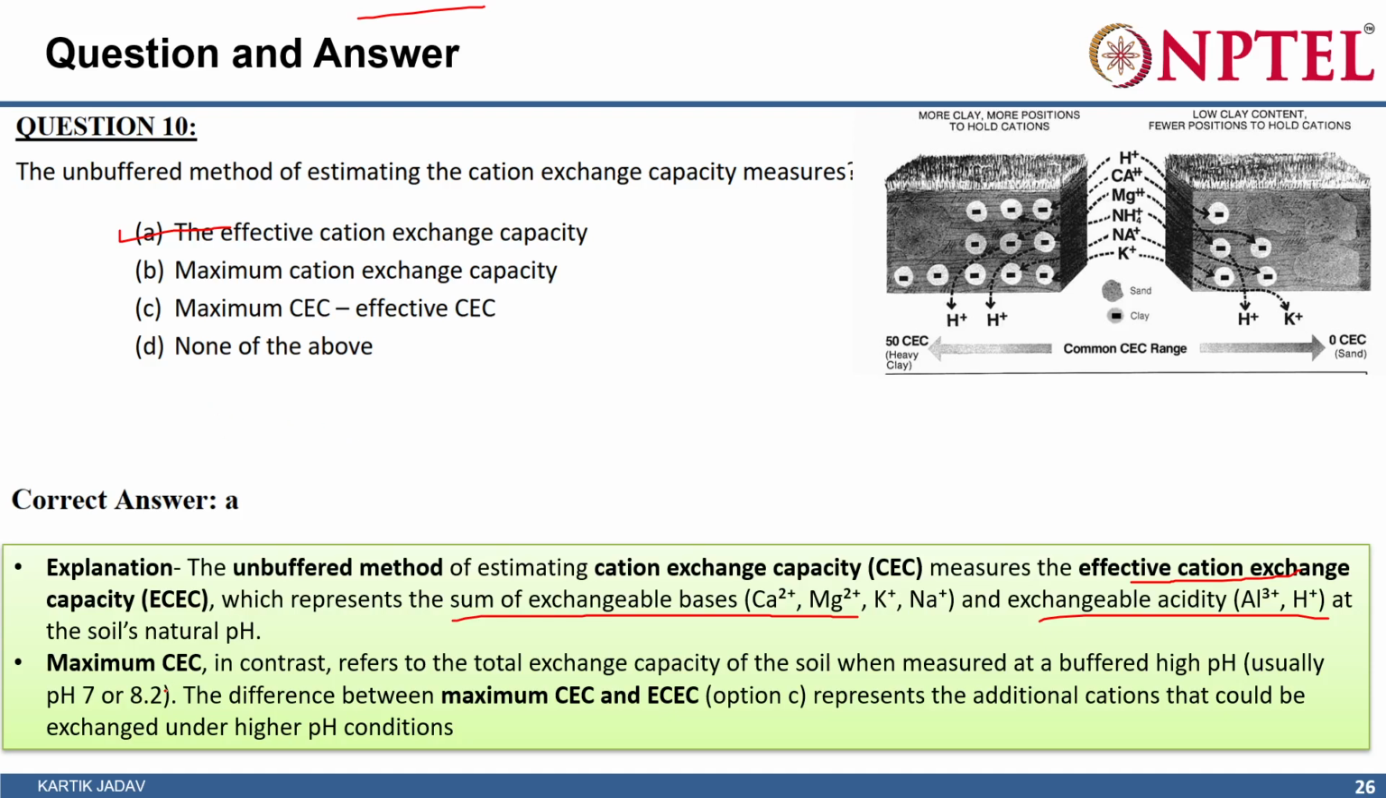If we talk about maximum cation exchange capacity, in contrast it refers to the total exchange capacity of the soil when measured at buffered high pH, usually around 7 to 8.2. The difference between maximum cation exchange capacity and effective cation exchange capacity represents the additional cations that could exchange under higher pH conditions.